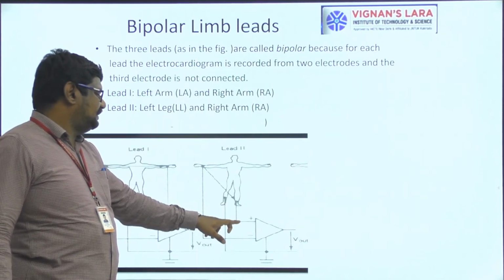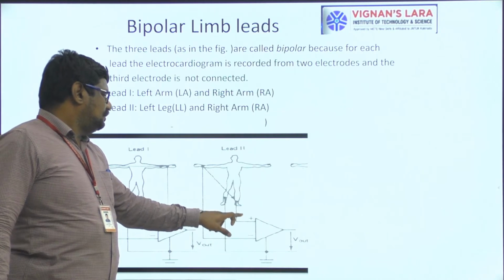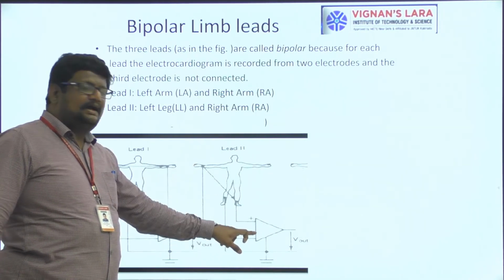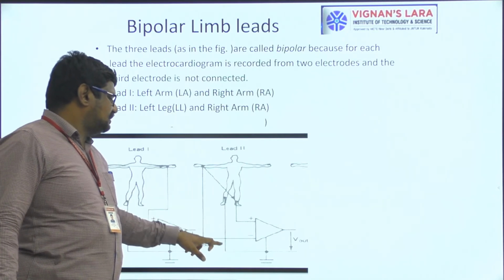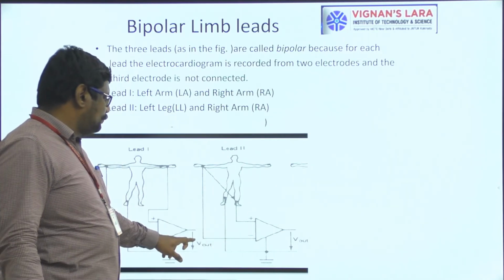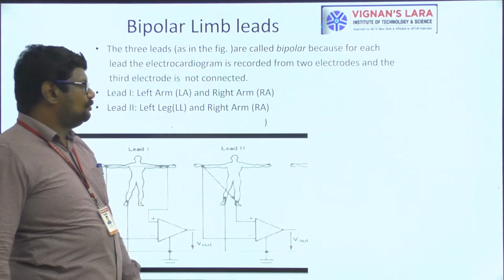So this is my left leg which is connected to positive, and this is my right arm that is connected to the negative. Between these 2 points I am going to measure the ECG, and the right leg is connected to ground as usual. So the output voltage is shown here. We are going to measure the output voltage.